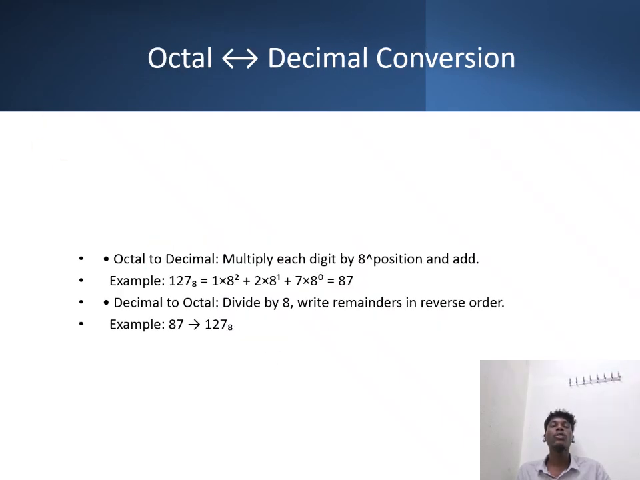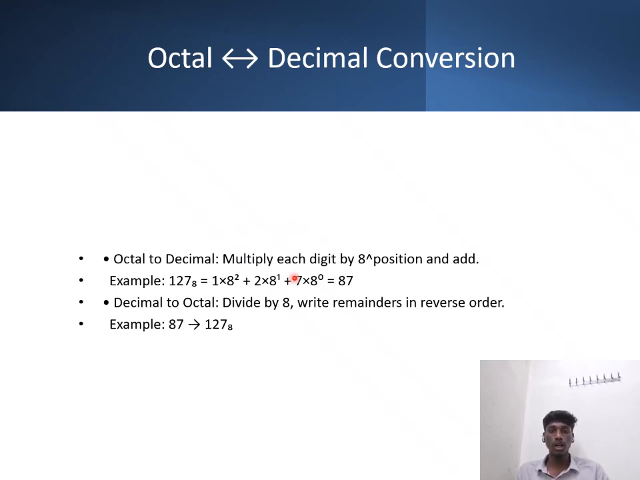Now we will convert the octal number into a decimal number, and later we will convert the decimal number into octal. First we convert the octal number to a decimal number. We multiply each digit by 8 raised to its position power, and add all of that. For example, 127 base 8 is converted into the decimal number 87. This is the process we follow to convert an octal number to a decimal number.